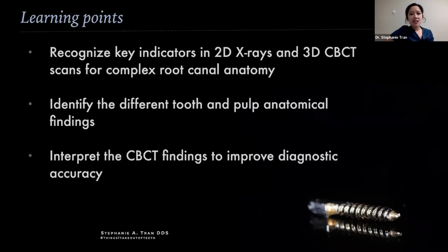Today we're going to be discussing some of the indicators in both 2D and 3D radiography that we want to look for when we're trying to evaluate for complex root canal anatomy, certain factors in the pulp chamber, as well as the canal system and the surrounding bone. I'm not going to be discussing retreatments or trauma or any of those somewhat related topics.